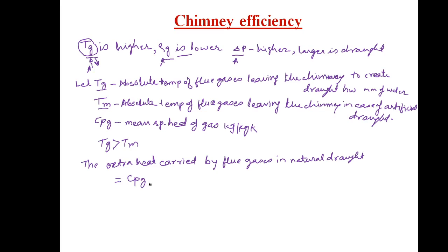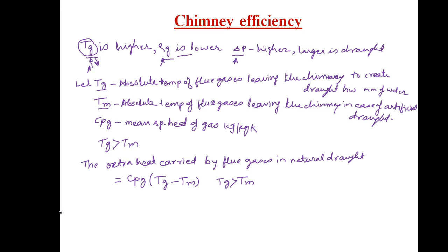Cp is the specific heat at constant pressure of gas, and Tg minus Tm is the extra heat carried by the hot gases, where Tg is the gas temperature, which is always greater than the temperature of gases passed in the artificial draught. So therefore the maximum energy this head would give to 1 kg of air at the cost of extra heat.